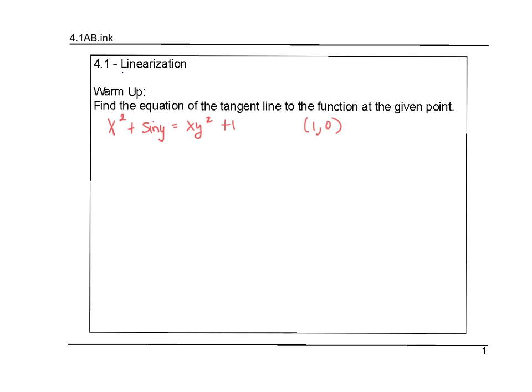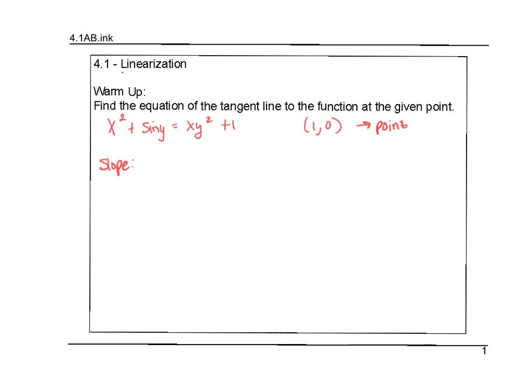Okay, so we're going to warm up with just finding the equation of the tangent line to this equation at the given point. So remember, anytime we're coming up with a tangent line, we're looking to find the point, the slope, and then the line. So in this case, the point is given as 1, 0.